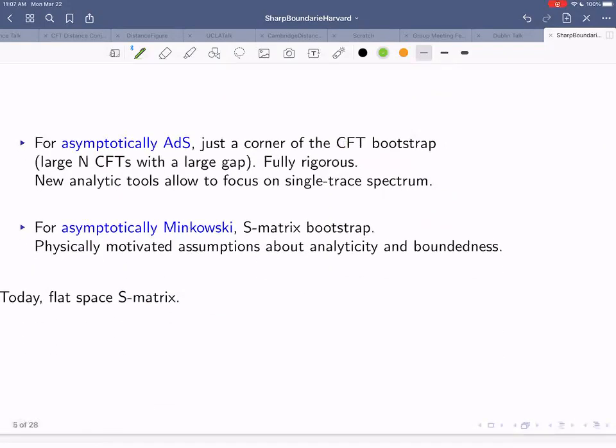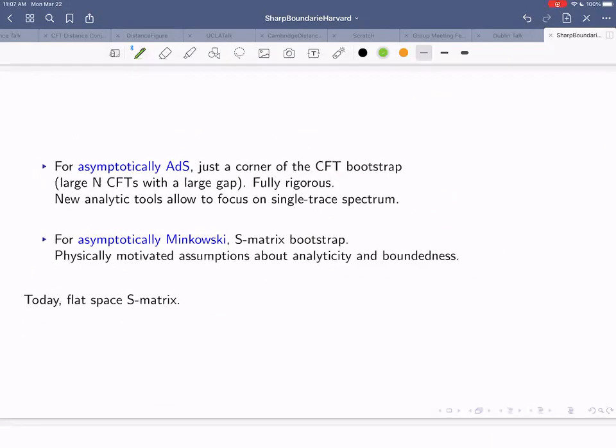Now, if we are looking at quantum gravity in asymptotic anti-de Sitter space, then of course the reference to the conformal bootstrap is quite appropriate, because more or less by definition, quantum gravity in anti-de Sitter space is a conformal field theory on the boundary. And so the Swampland program in AdS really is just a corner of this conformal field theory bootstrap.